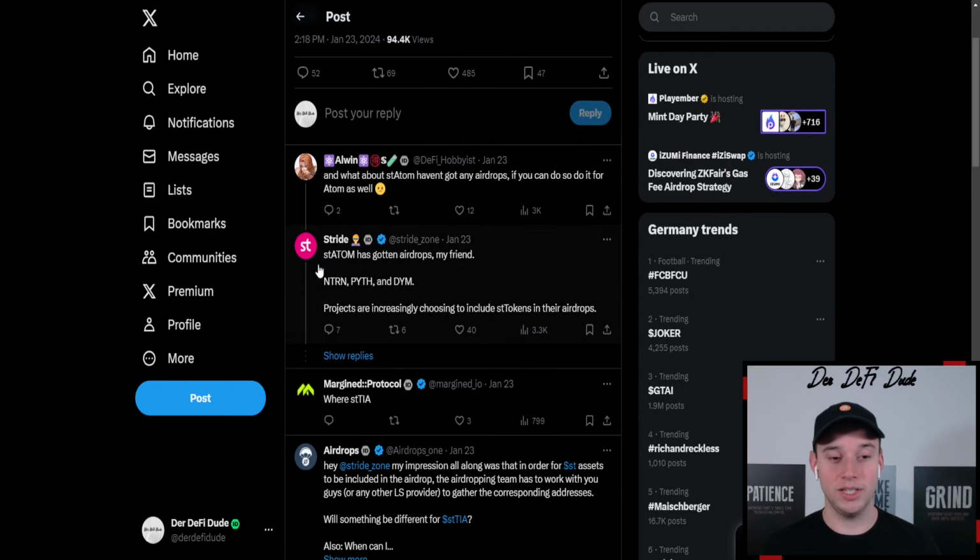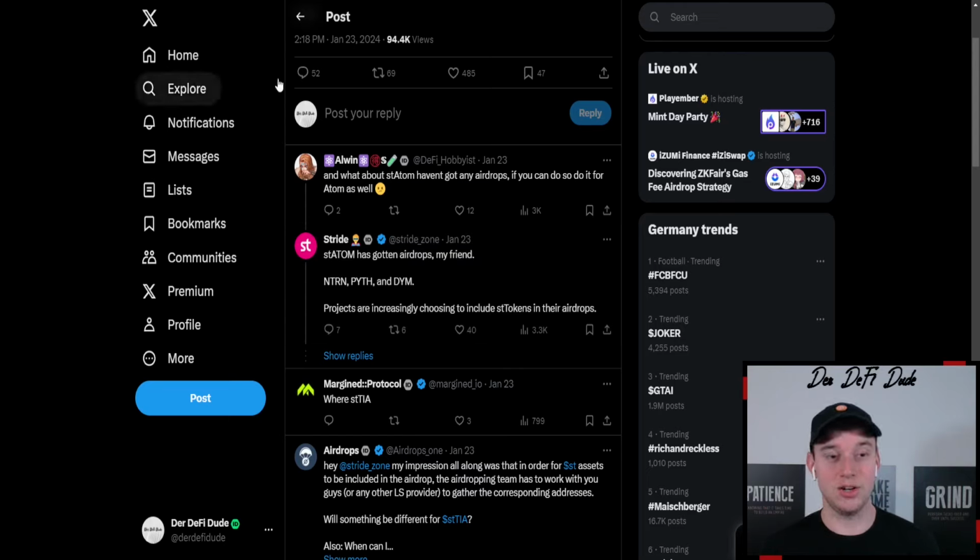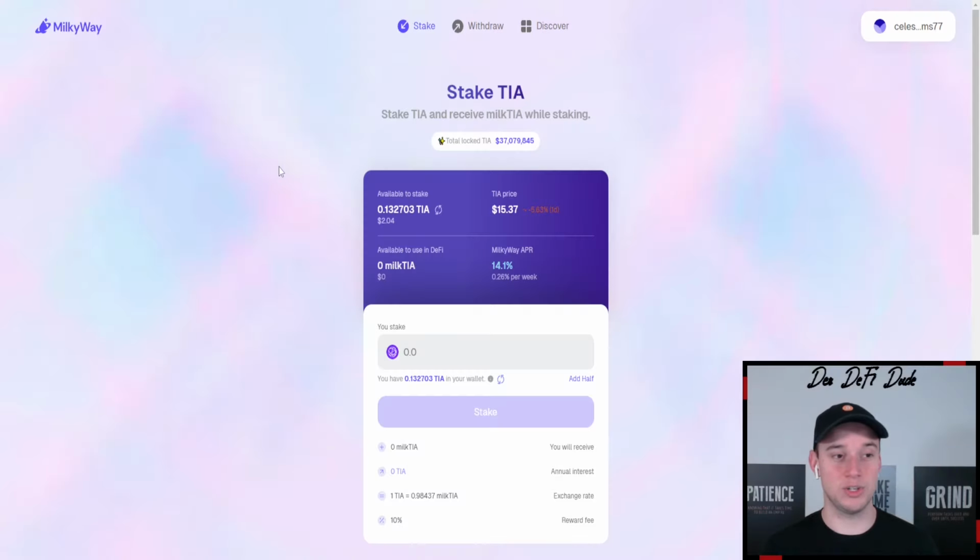As they state down here, Staked Atom has gotten airdrops, my friend, Neutron, Pyth, and Dymension. Projects are increasingly choosing to include staked tokens in their airdrops. And there is, of course, another option in the Cosmos or Celestia ecosystem, which is Milky Way. I covered this project right from the beginning once they went on mainnet.